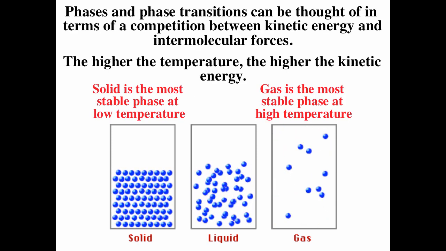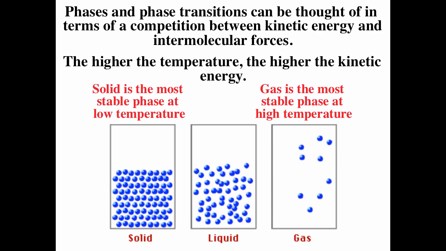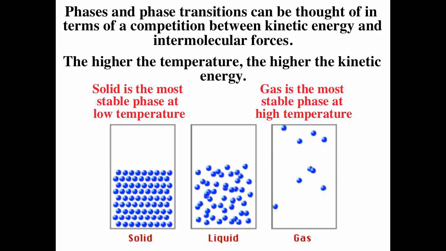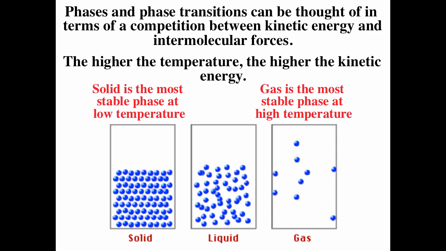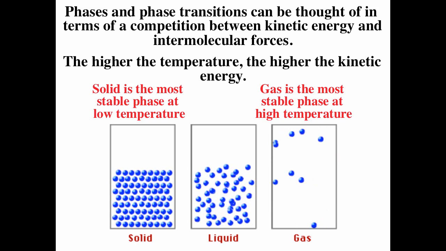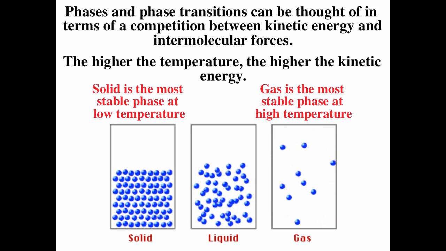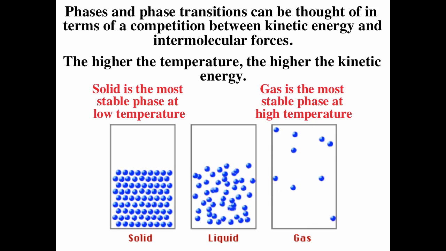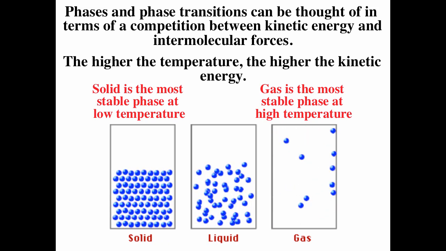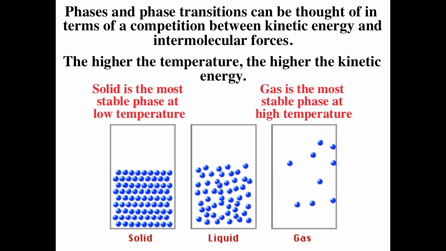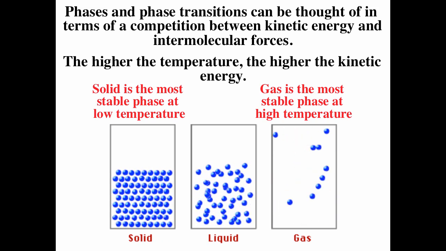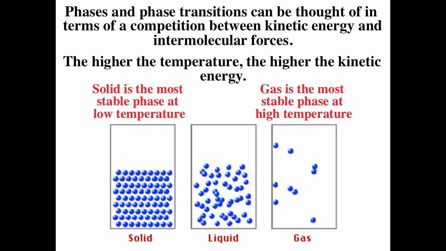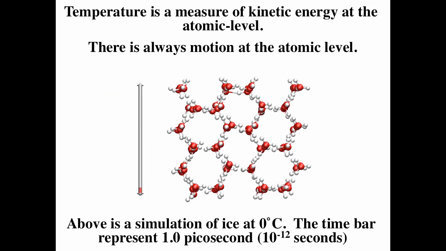And so phase transitions can be thought about in terms of competition between kinetic energy and intermolecular forces. When you go from a solid to a liquid, you're adding kinetic energy, and so the particles can overcome some of the intermolecular forces. Going from a liquid to a gas, you heat it, add more kinetic energy, and so the particles can completely overcome intermolecular forces. And so there's always motion at the atomic level.